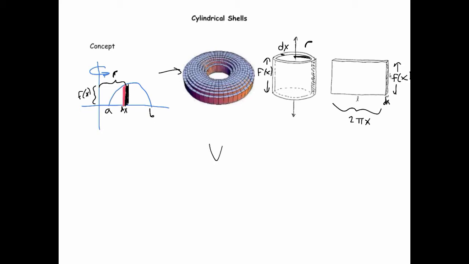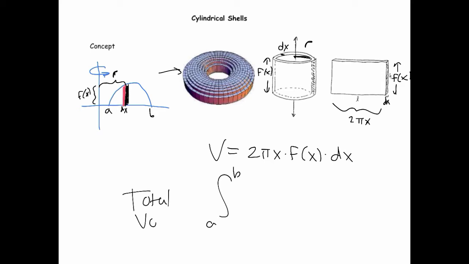And so the volume in this case would just be length times width times height, or length times height times width. And so there's a general expression for the volume of a shell, and then we'll end up just summing them up as x goes from a to b. All right, so we'll look at an example in the next slide.